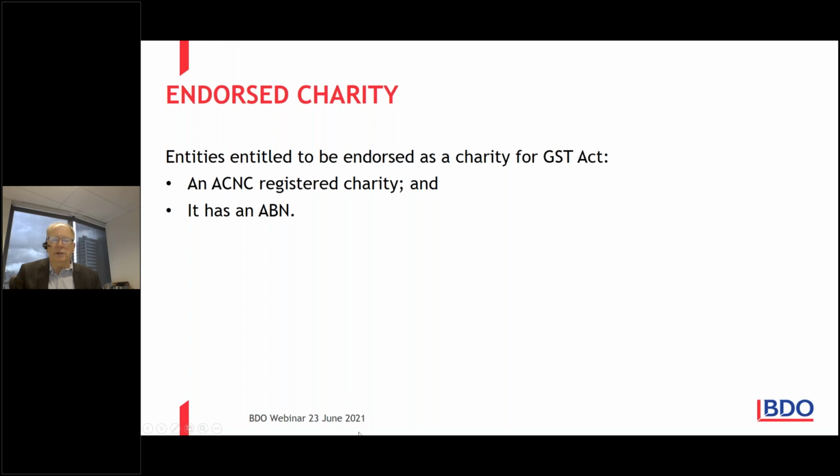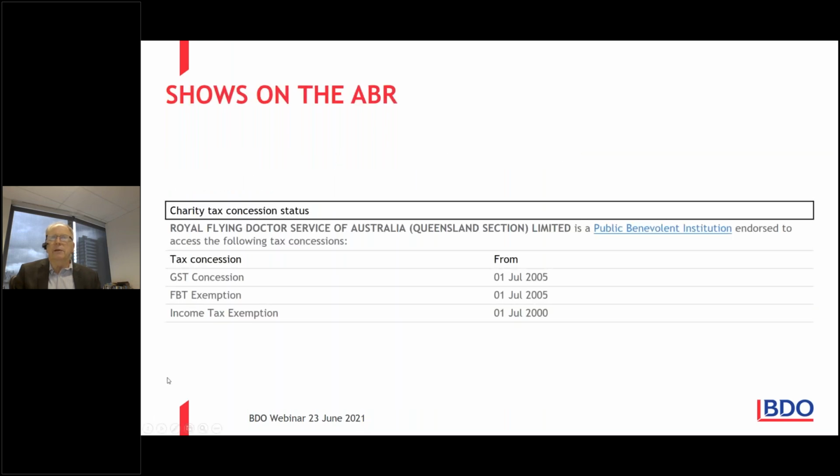And so I just pulled up one here, where you can go and look on the Australian Business Register, the ABR. The RFDS Queensland, for example, shows it's a public benevolent institution, and it shows there's the GST concession. So that's being registered as a charity for GST purposes. So then it can access all of the charity rules within the GST Act. So if you've got an organisation that you look after, go and have a look and see, are we registered? Have we applied, or do we need to apply?